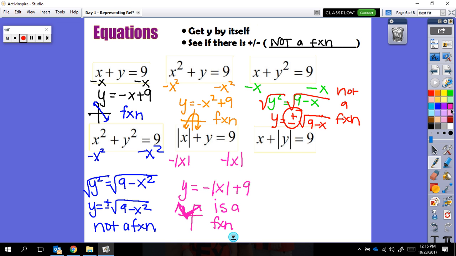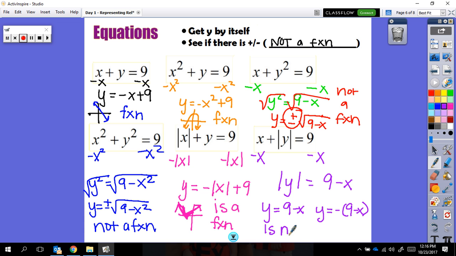But when we come over here, this one looks a little bit different. If I minus this x and minus this x, I get absolute value of y equals 9 minus x. Well, y is not solved for, but remember absolute value means distance from 0. So what I'm really talking about is that y is 9 minus x units from 0, and y is also negative 9 minus x units from 0. So there's your minus and there's your plus. So this one is not a function.